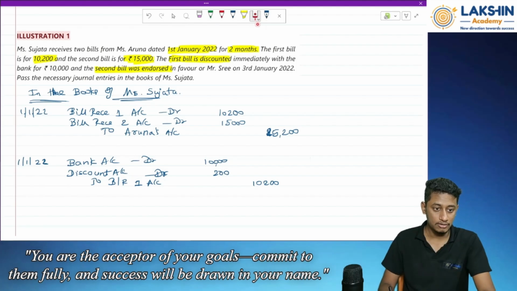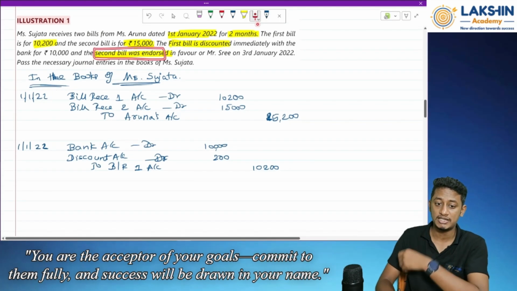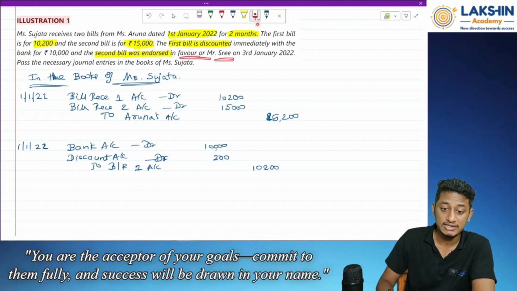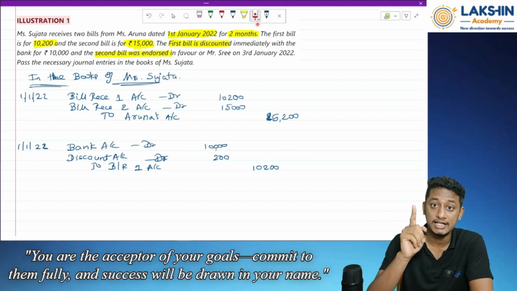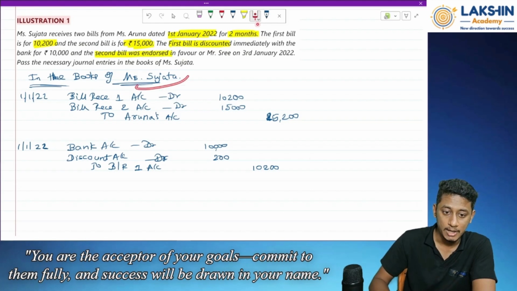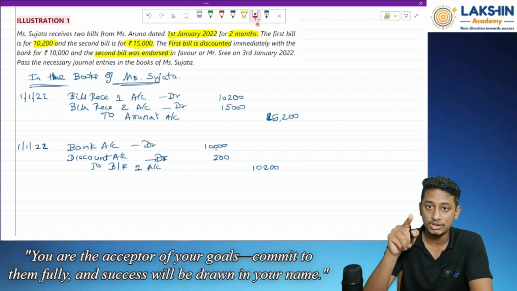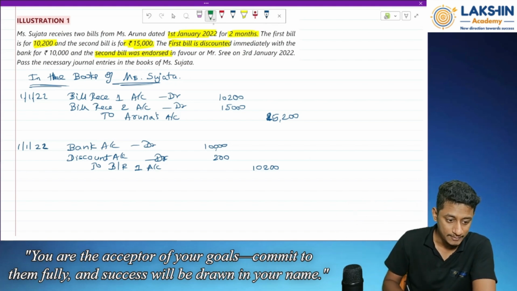Okay. Now, next what has happened? The second bill was endorsed in favor of Mr. Sri. So we will assume that because it's endorsed, Mr. Sri is a creditor to us, because I am supposed to pay. Who is supposed to pay? Miss Sujata is supposed to pay them, right? So because of this, I am endorsing the bill. Whenever I endorse the bill, his balance should be reduced in the books. On what date was this? On 3rd of January, 22.